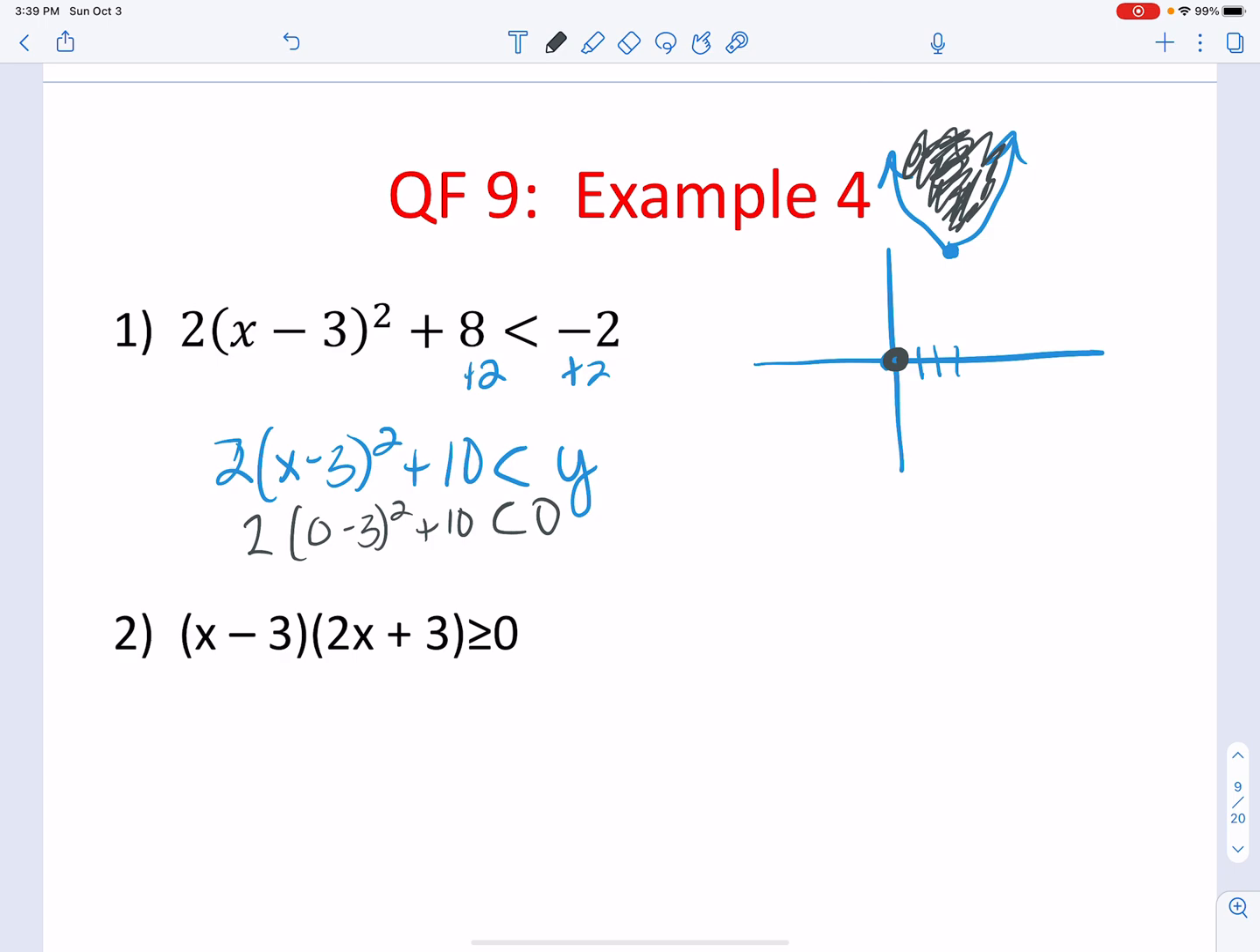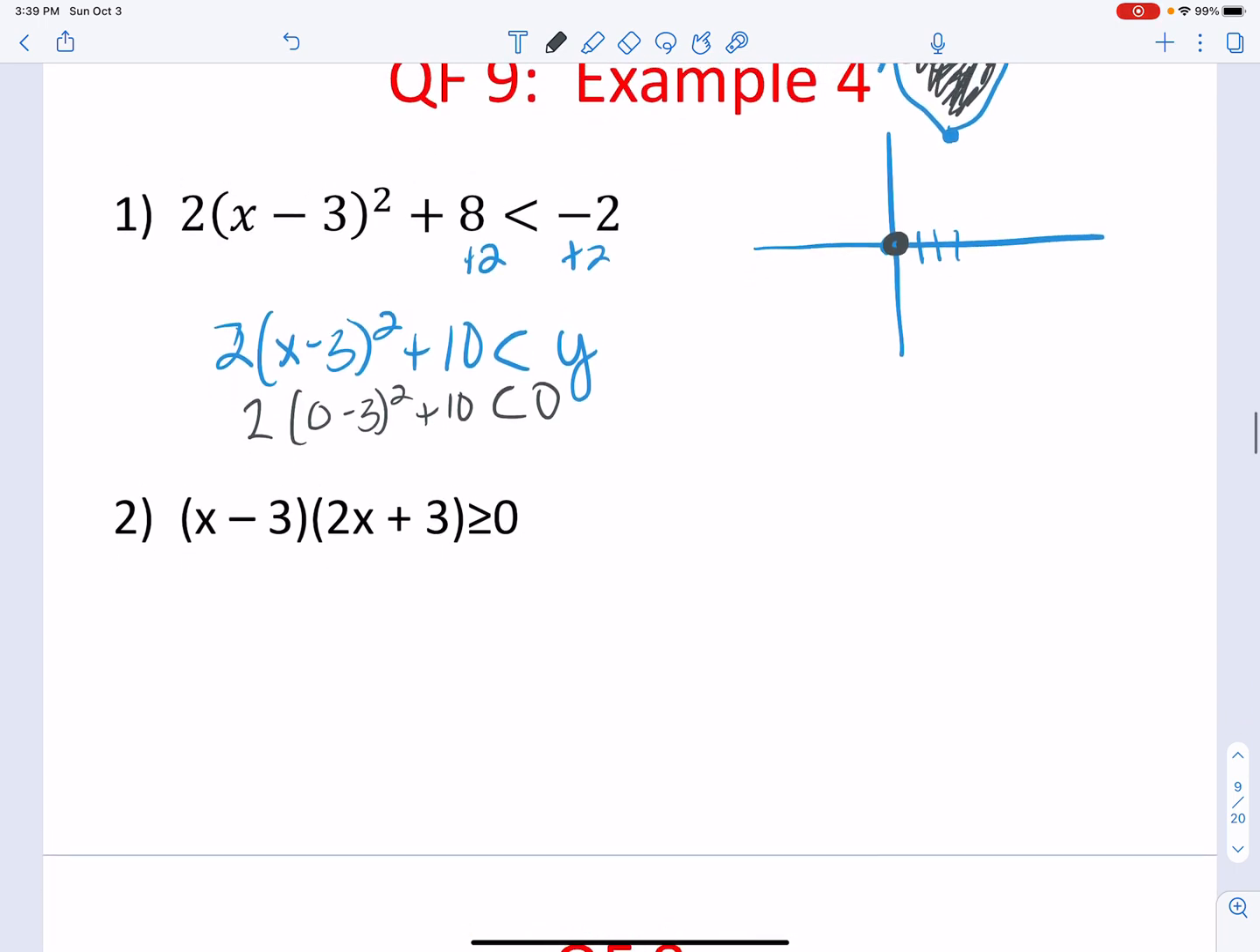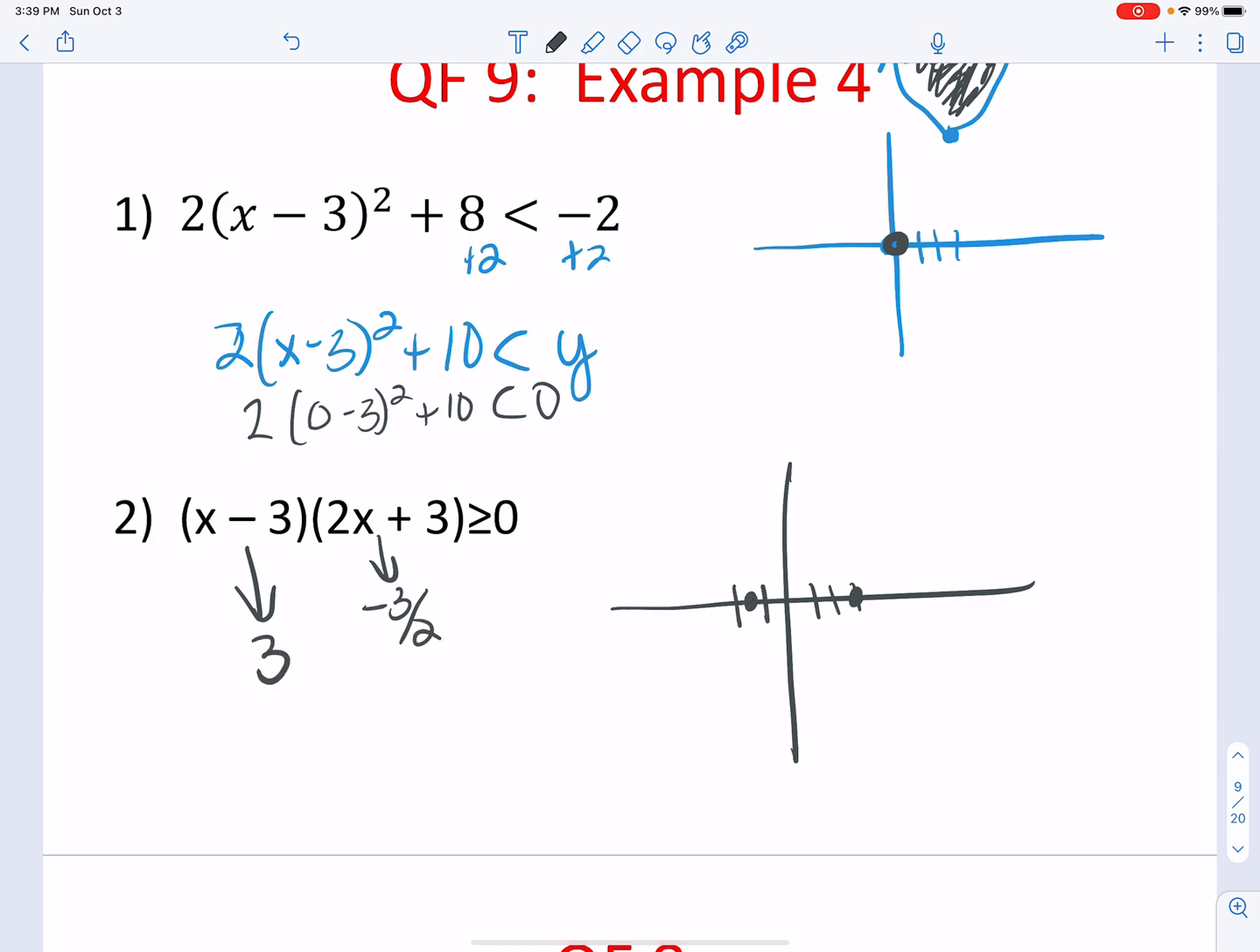Okay, so you're going to learn how to solve these in the future, but all I'm going to ask you to do is graph them. So same thing on this next one. It is in factored form. So you know you have roots at 3, right? And you have roots at a negative 3/2, which is 1.5. You know the parabola is opened up because it doesn't have an a value.